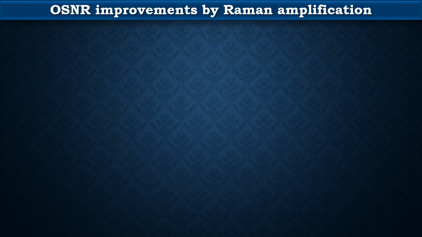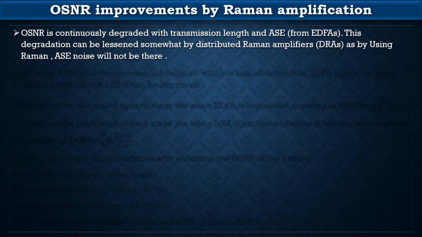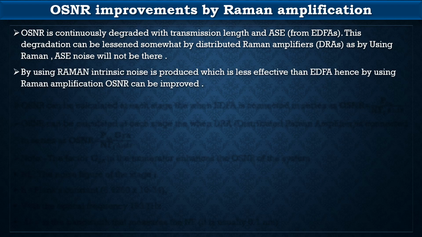OSNR improvement. How can the OSNR be improved? OSNR can be improved by Raman amplification. OSNR is continuously degraded with the transmission length and ASE. This degradation can be alleviated somewhat by using a distributed Raman amplifier. So let's see how it is calculated. By using Raman, intrinsic noise is produced, which is less than that of an EDFA.